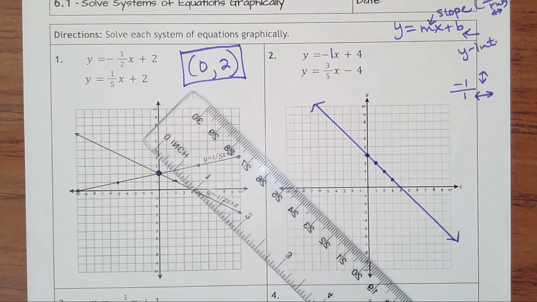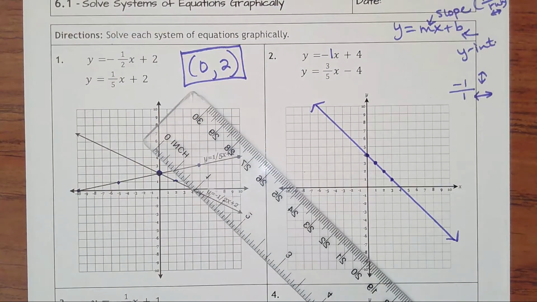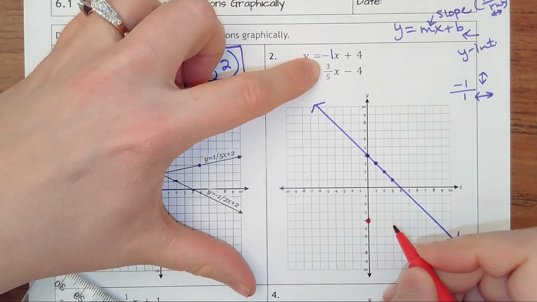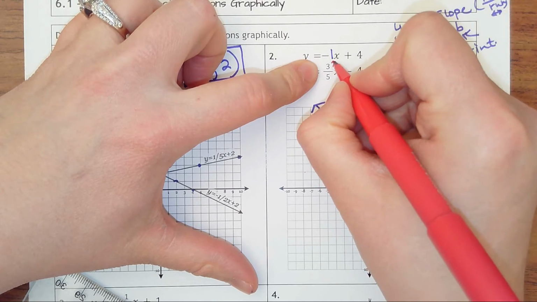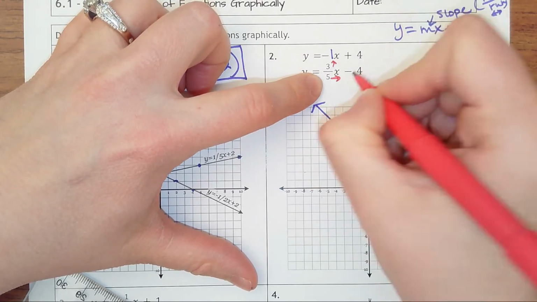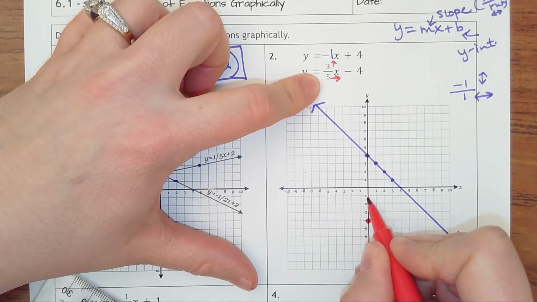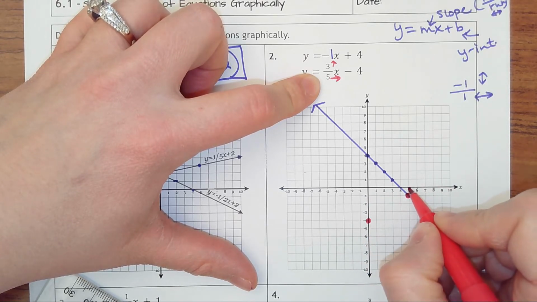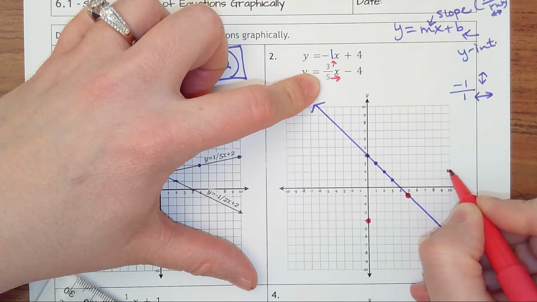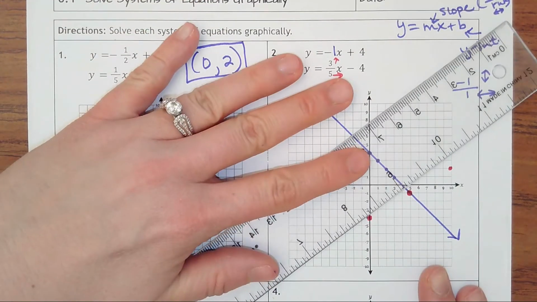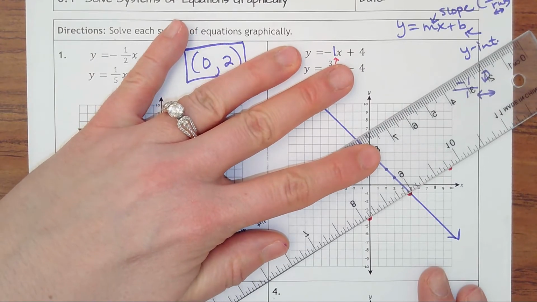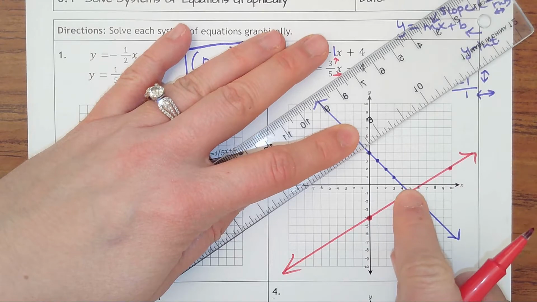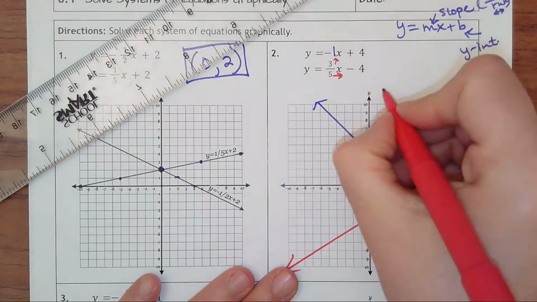Okay, line number 2, switch colors. This time our y-intercept is negative 4, and my slope is 3/5. So I want to go up since it's positive, and I want to go right since it's positive. So I'm going to go up 1, 2, 3, right 1, 2, 3, 4, 5. That happens to be the point where they intersect. Up 1, 2, 3, right 1, 2, 3, 4, 5. And I'm going to use my ruler. So this ordered pair would be (5, -1).